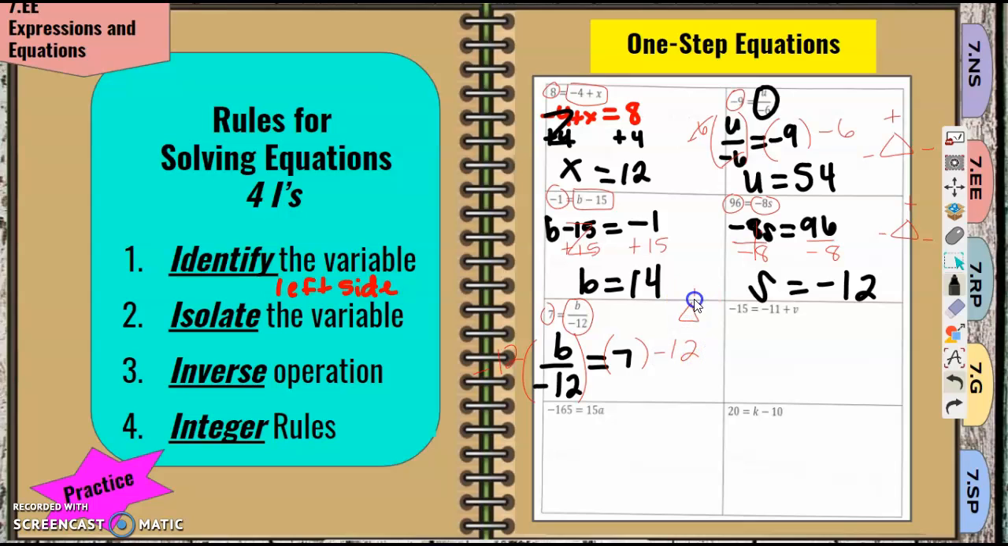A positive times a negative is a negative, and 7 times 12 is 84, so my answer is b equals negative 84.